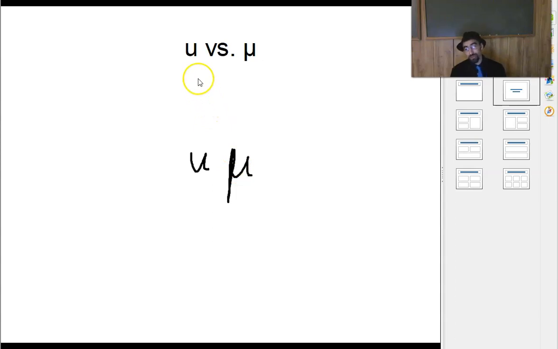A U versus a Greek mu. Make sure you draw a big tail on this mu. You can start going down and up, or if you're starting from the bottom, start from the bottom and just go up and draw it like this. Emphasize this tail on a mu.